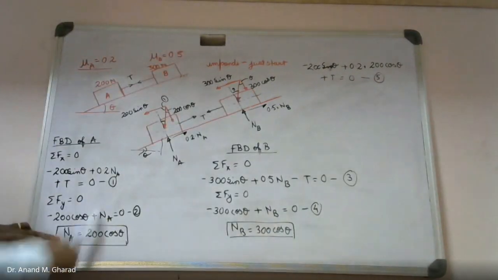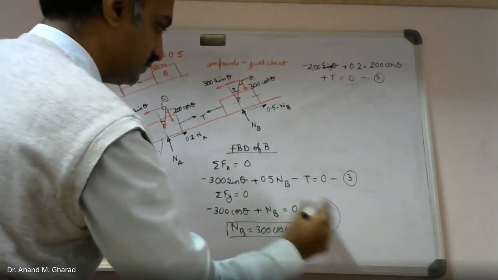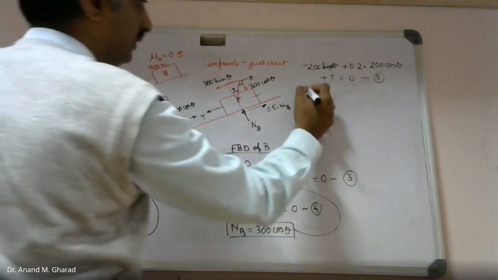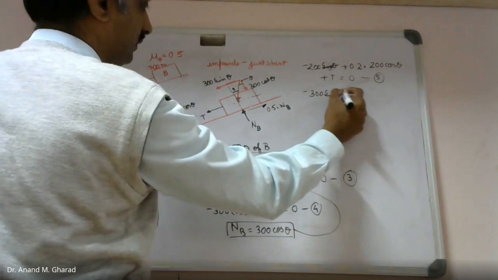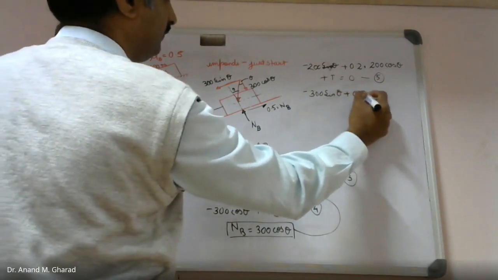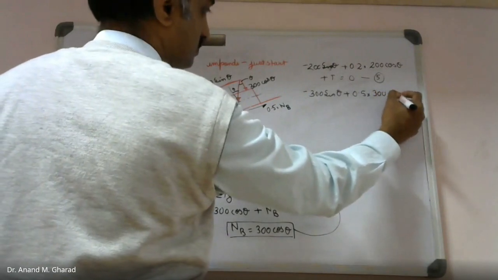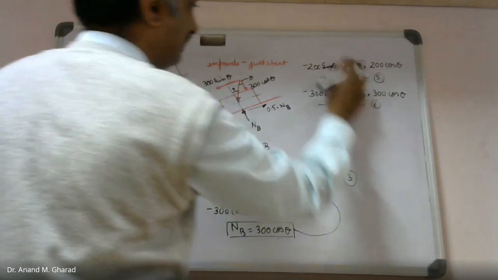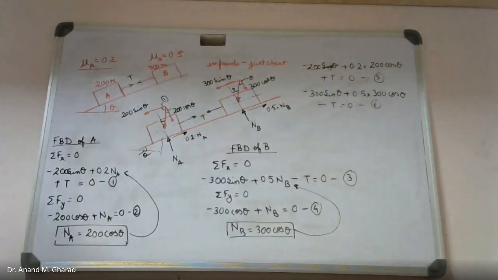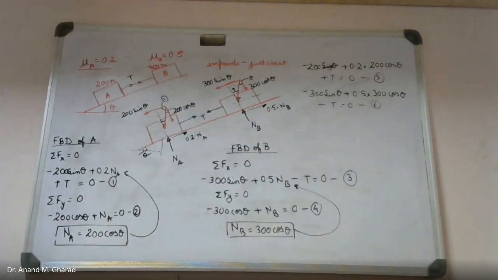So what I have done, I have substituted this value in this equation, and I will now substitute this value in this equation. So what I will be getting, 300 sine theta plus 0.5 times 300 cos of theta minus T over here. Add these two. You can add these two equations and solve it.